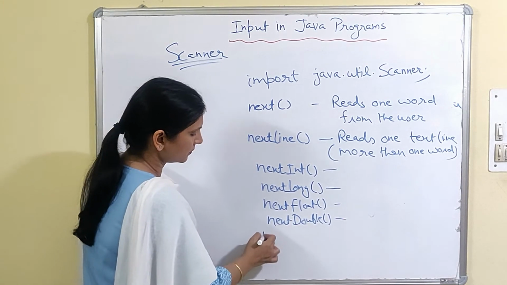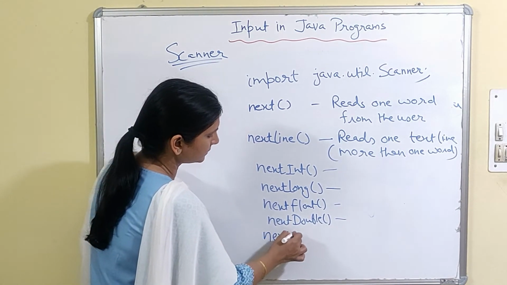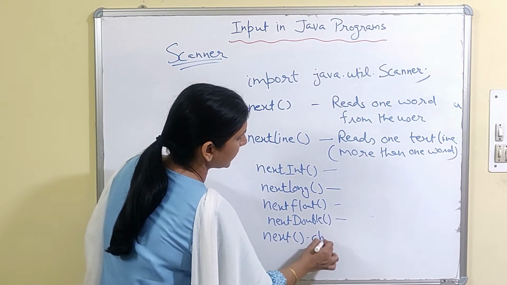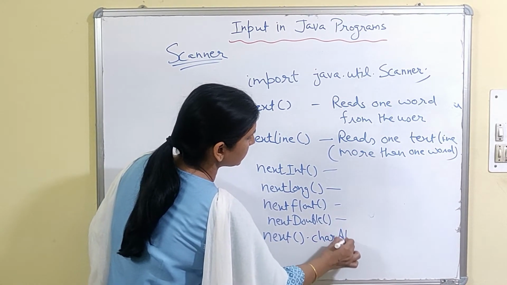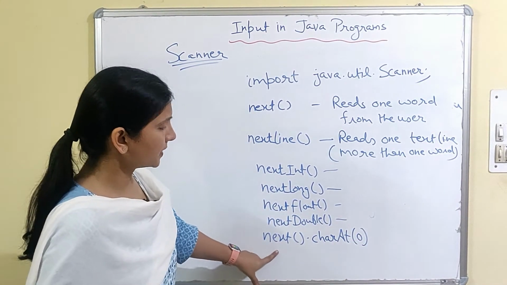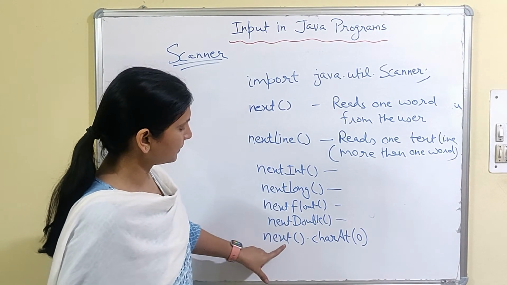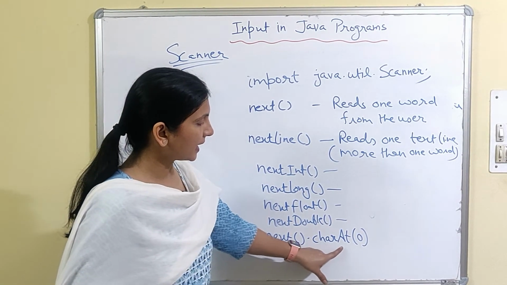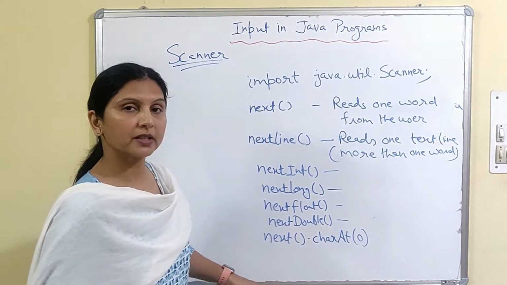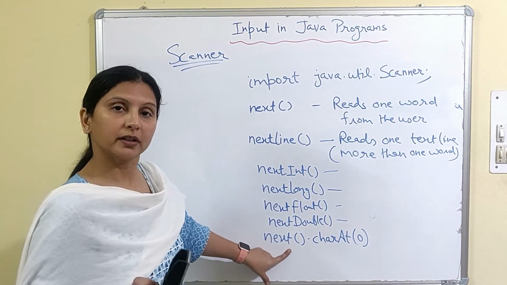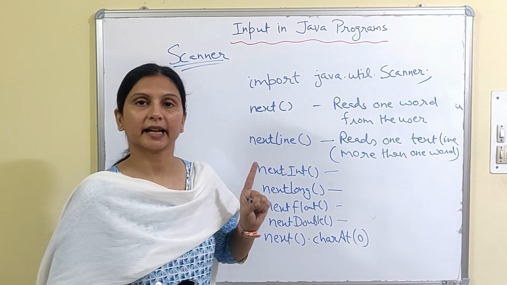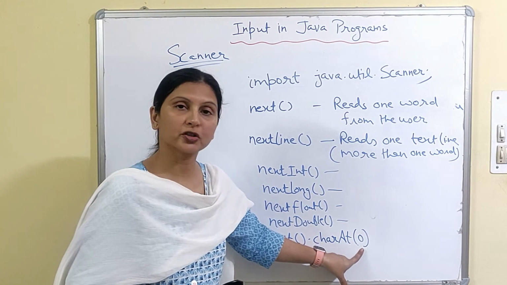And we will use one more method: next().charAt(0). Now what is the use of this function or method? next().charAt(0), the A will be capital. What is the use of this function? next reads one word, but this whole will read one character, and that will be of the 0th position.